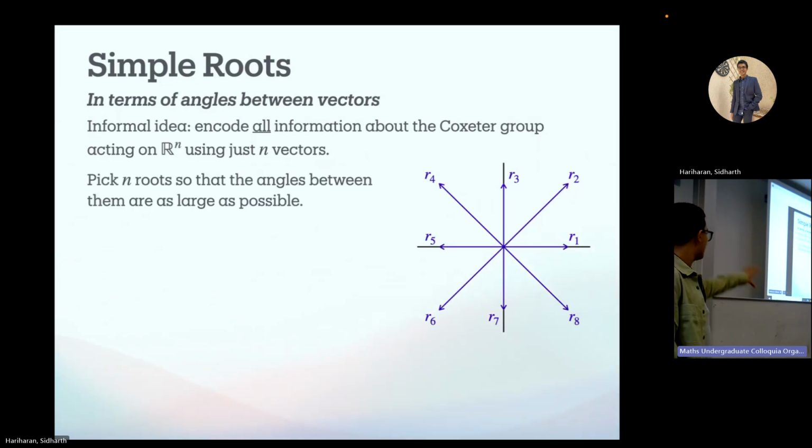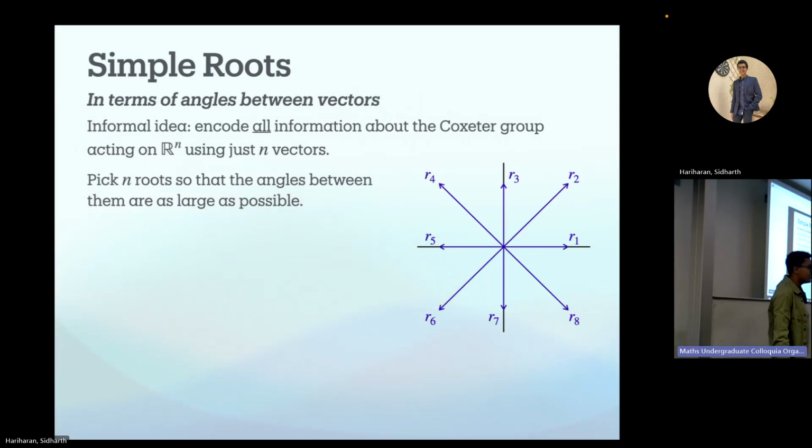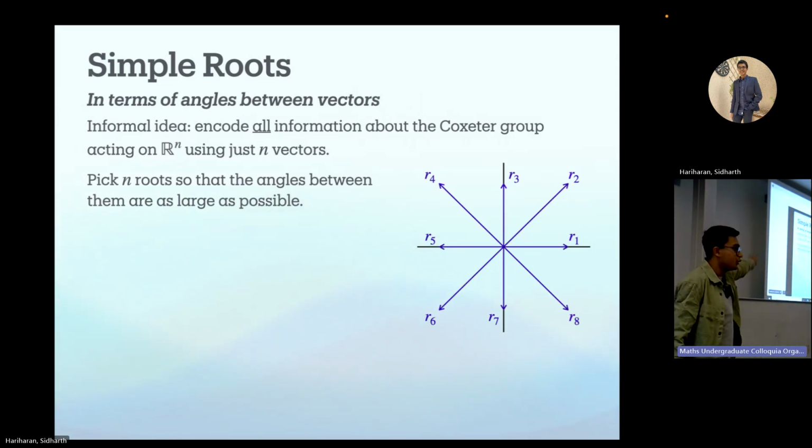The idea is to pick n roots such that the angle between them is as large as possible. Now, just a word of warning. Perhaps I didn't choose the best possible numbering here because I just numbered them this way because there are 8 roots. But actually, n over here is 2 because n is the dimension of the ambient space. So n is not 8, n is 2. Perhaps I shouldn't have numbered the roots. But anyway, let's roll with it.